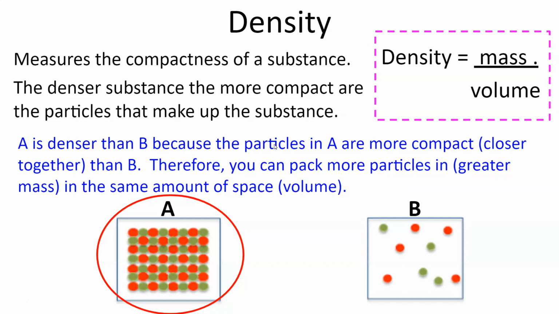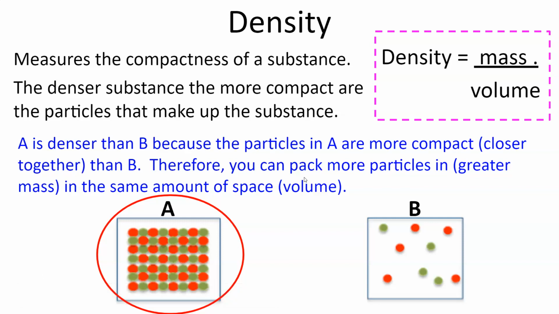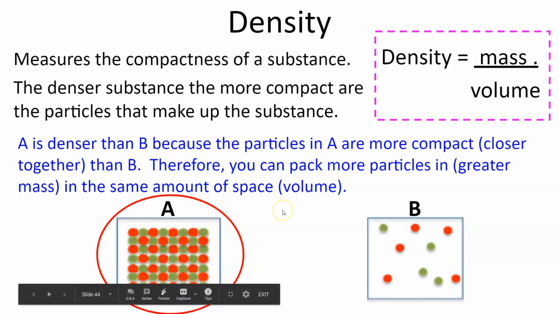Now, because the particles in substance A are much closer together, if you have the same size of substance A and substance B, you're going to be able to pack a lot more particles into substance A. So which one do you think will weigh more, substance A or substance B? Right, it's substance A because you have a lot more particles in it.